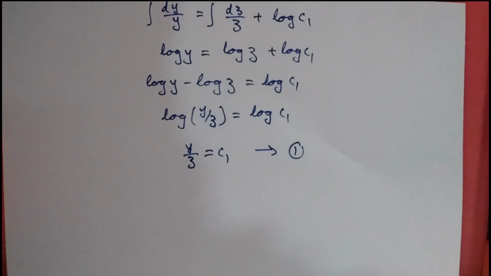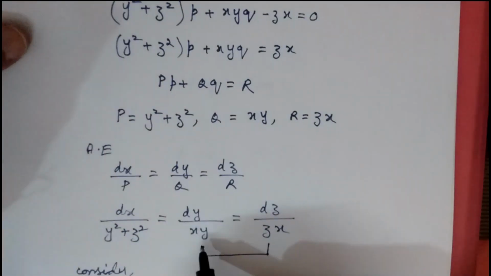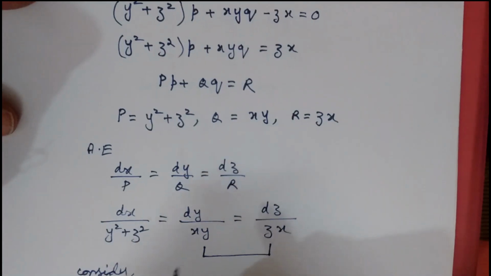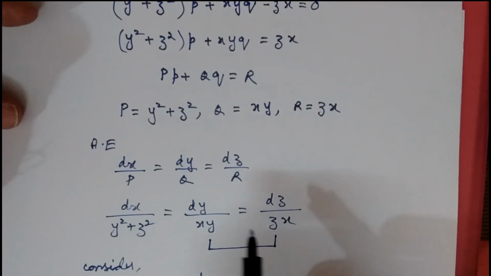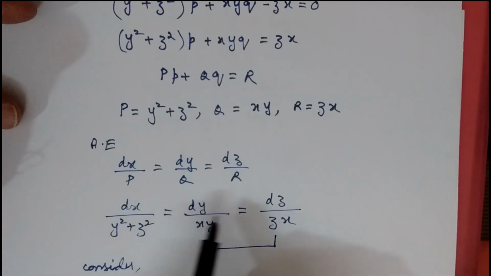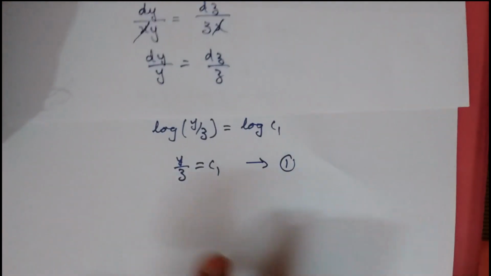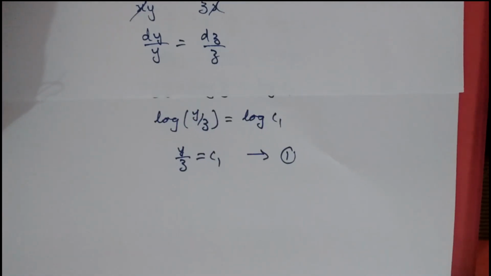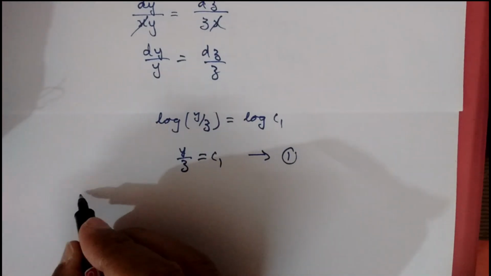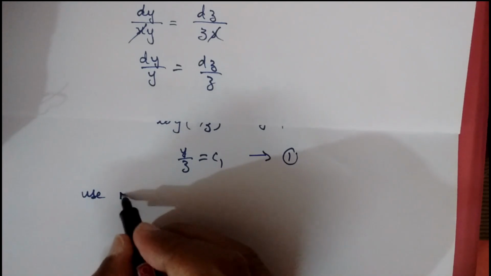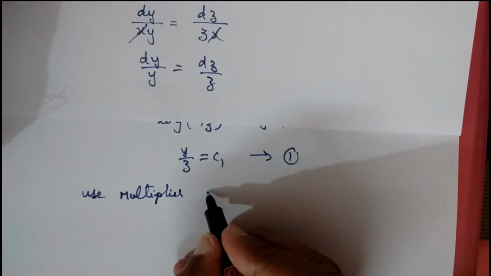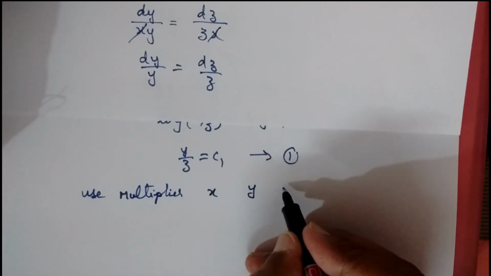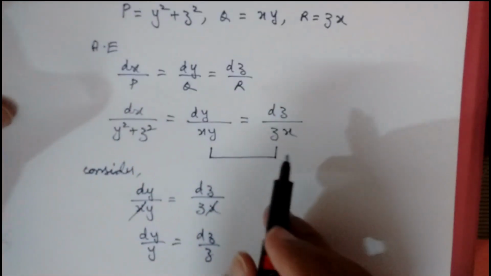So go back to the auxiliary equation. There is only one possibility we had. Now the other way that you can take is you can use the multipliers over here. So will the multipliers x, y and z work here? Let us try to see. Use multipliers x, y and z. So will this x, y and z work here? Let us try to see.